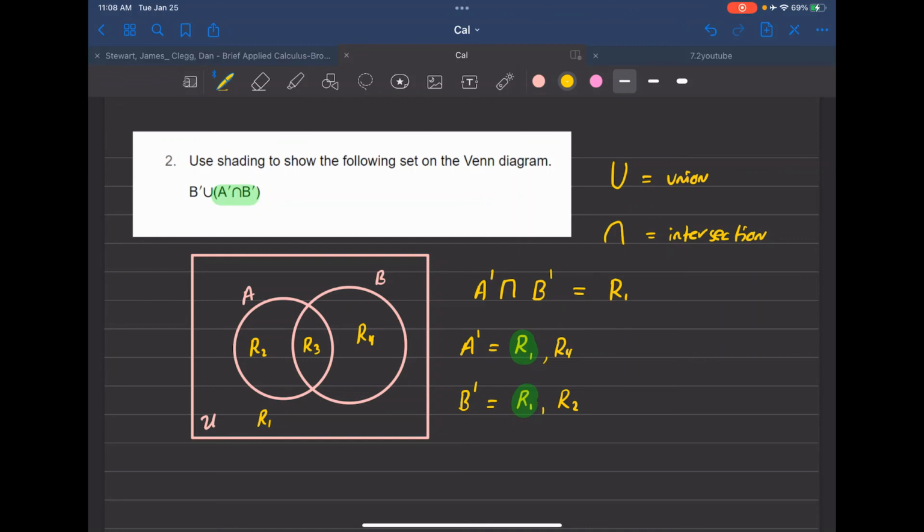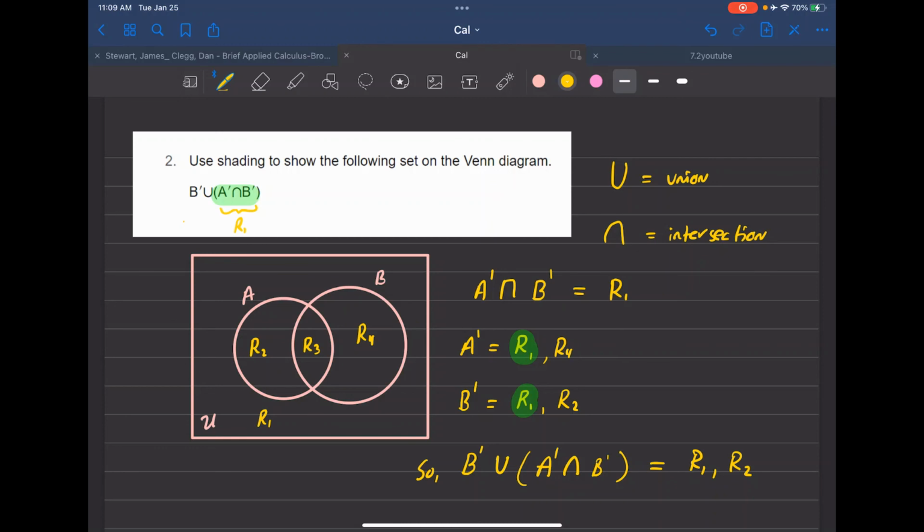All right, so we're halfway done. So I know that this is only R1. Now I need to find B complement, union that with R1. Well, we know what B complement is. That's this one right here. If I do the union, meaning the collection of both sets, so B prime union with the region we just found, A prime intersect with B prime, it's going to be R1 and R2.